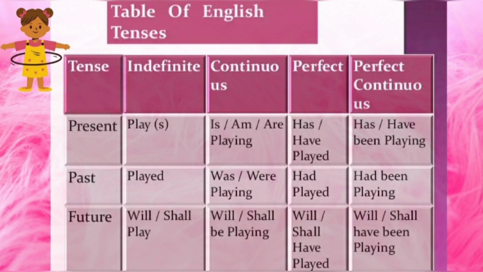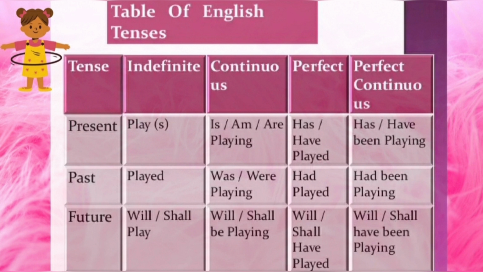Moving on to the next tense, past tense. In simple past tense, the verb's second form is always used. For example, he played, she played, they played. In past continuous tense, the structure used is was or were plus the first form of verb plus ing. For example, he was playing, they were playing. Next, in past perfect tense, the structure used is had plus the third form of verb. For example, he had played, they had played.